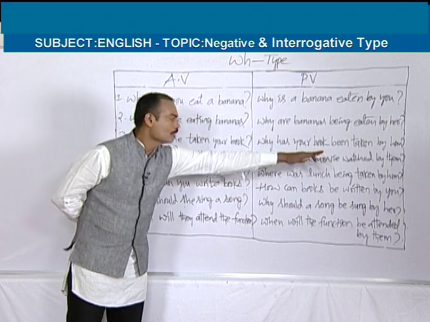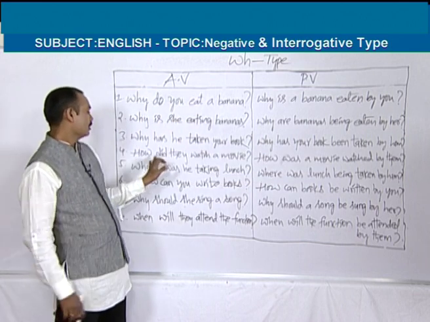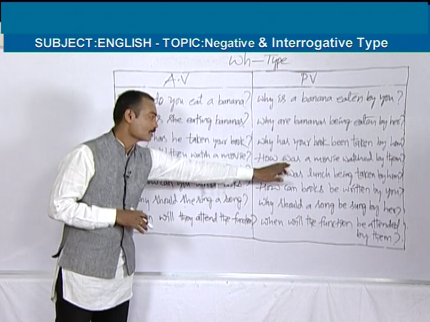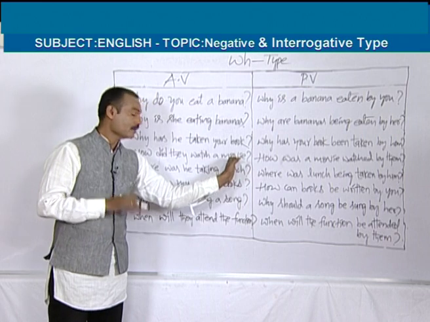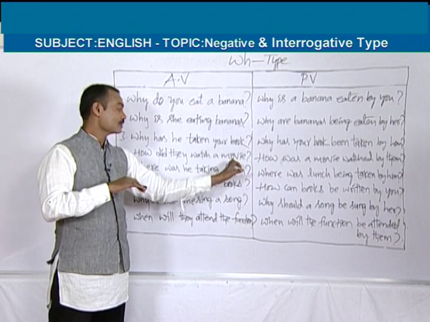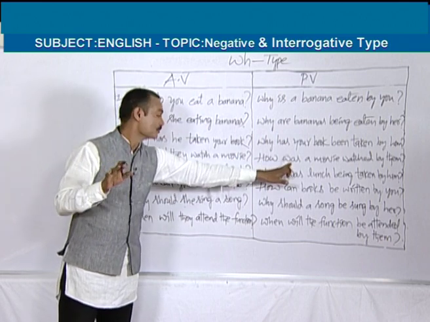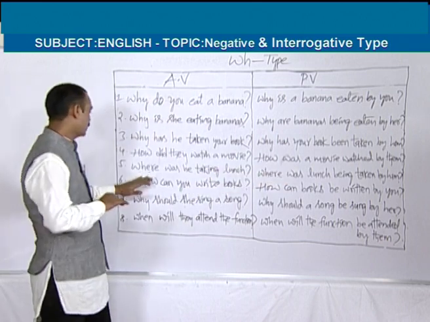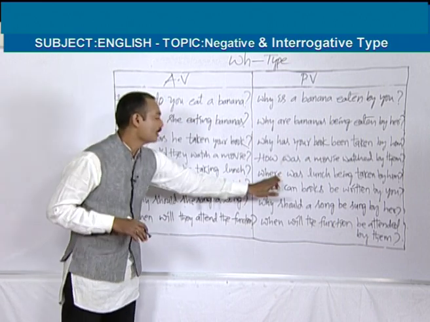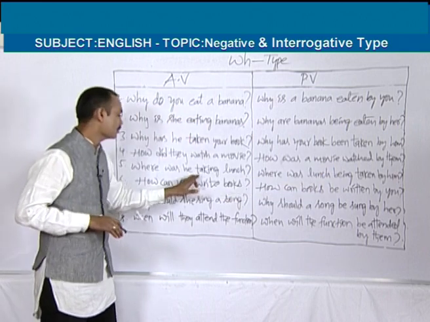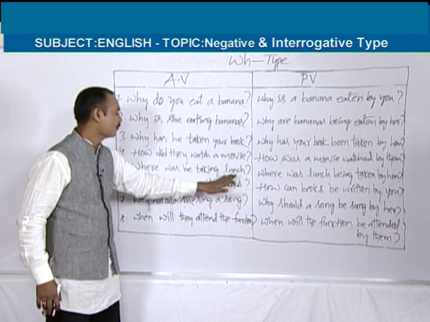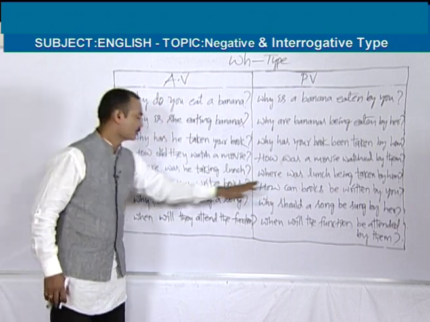How was a movie watched by them? For example, in the active voice, you cannot find out changes, but in the passive voice, there will be some changes. If the active voice contains a singular object, was should be used. If the active voice contains a plural object, were should be used. Movies means were. Next, where was he taking lunch? Past continuous. So, where was lunch being taken by him? So, ing form is there, that is what we used, being. Even in past continuous also, for a plural object, were should be used.